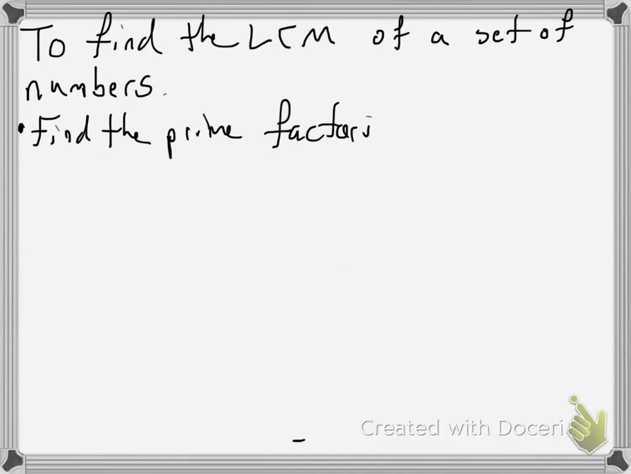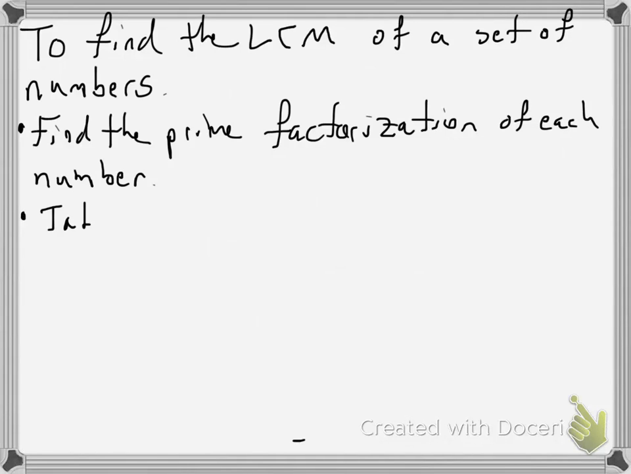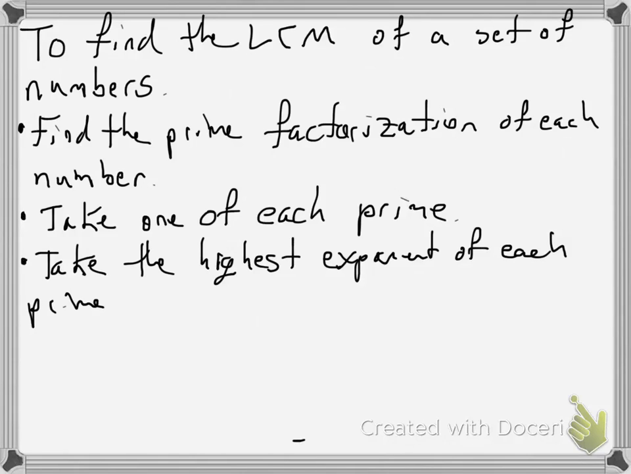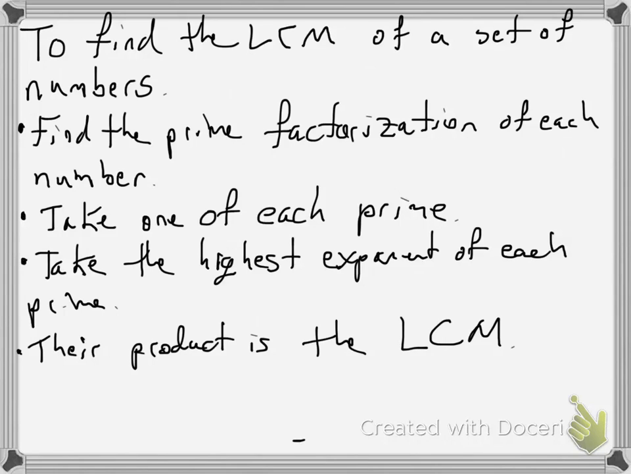Well, that's what we just did, wasn't it? To find the LCM of a set of numbers: find the prime factorization of each number. Take one of each prime. Take the highest exponent of each prime. And then their product is the LCM.